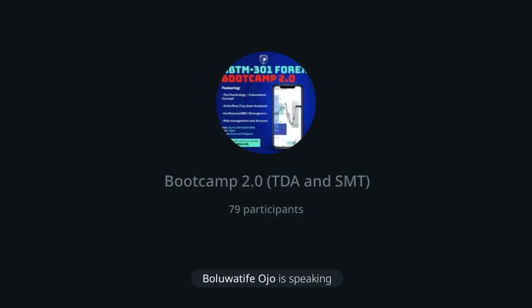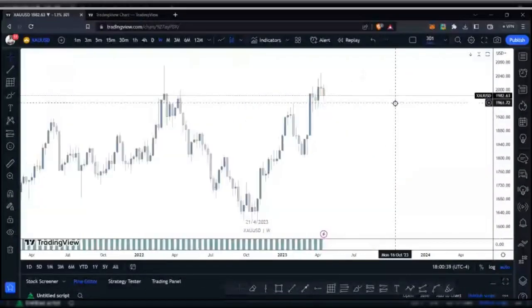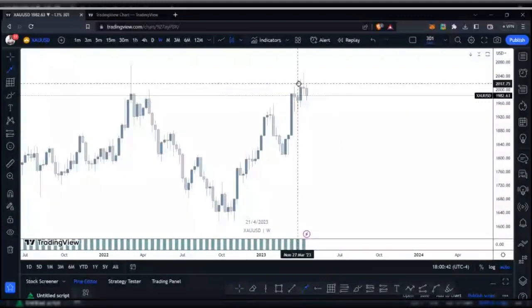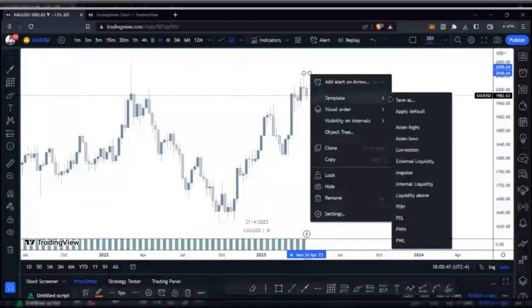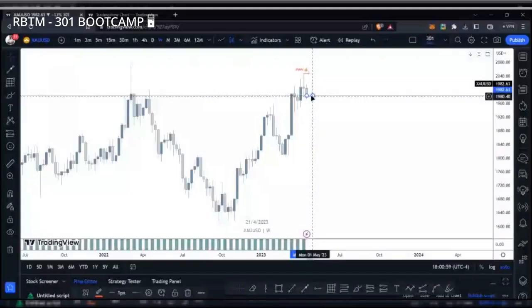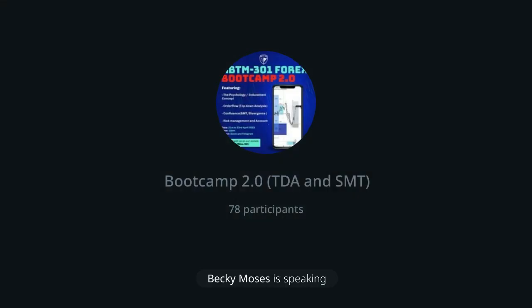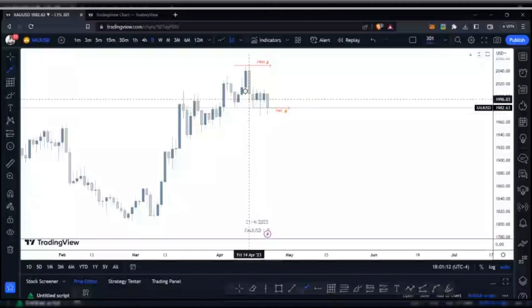Mark previous week high and low. Alright, previous week's high and low. Thank you. So this is the previous week's high, and then this is the previous week's low. Previous daily high and low. Alright, thank you. Previous daily highs and lows. So the previous daily high and low would be okay.